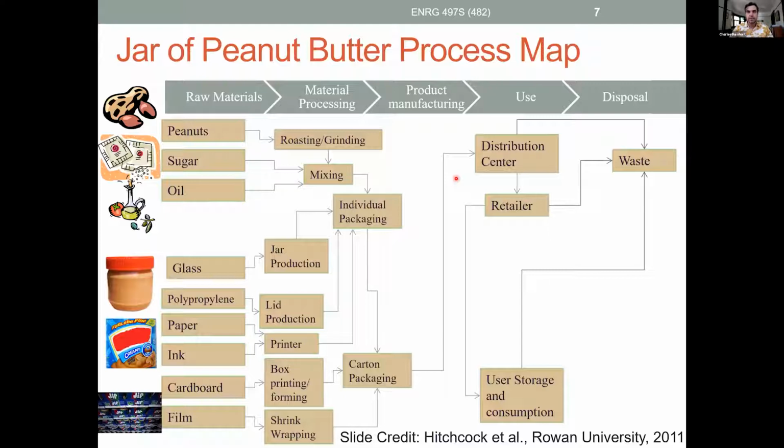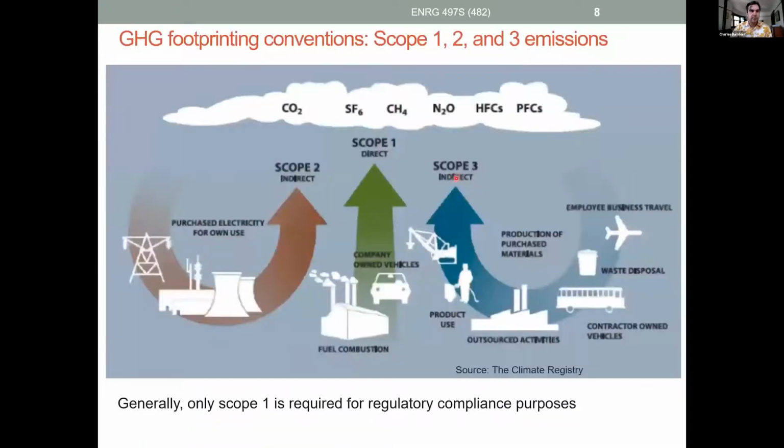That's going to emit more carbon. So carbon was emitted throughout this entire life cycle of something as simple as a jar of peanut butter. So how do we count all this and how do we categorize it? Well, the GHG Protocol came up with this Scope 1, Scope 2, and Scope 3 reporting protocol. And here's a picture of that.